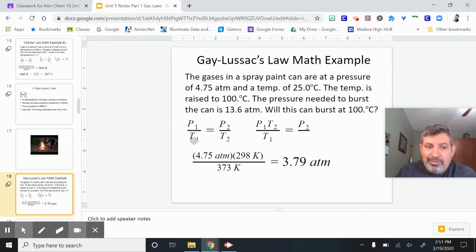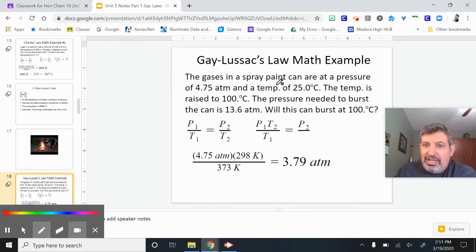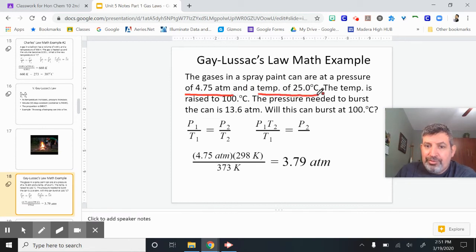Gay-Lussac's law math example here. Let's look at one. This one says you have gases in a spray paint can, and they're at a pressure of 4.75 atm and a temperature of 25 Celsius, about room temperature. Remember, do not work the problem in the Celsius. You got to get that into Kelvin. Okay, so that's 298. We did one like that earlier. Temperature is raised to 100 Celsius, so get that into Kelvin, which is 373. Okay, the pressure needed to burst the can is 13.6.